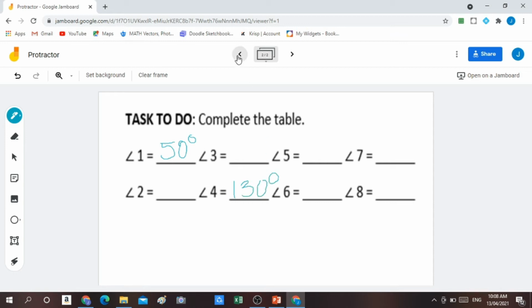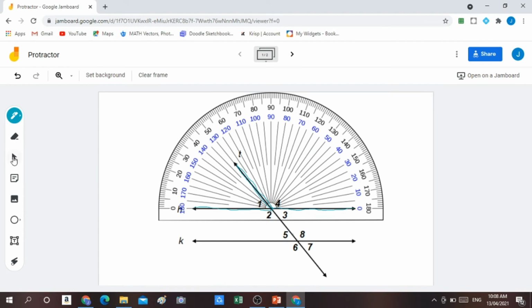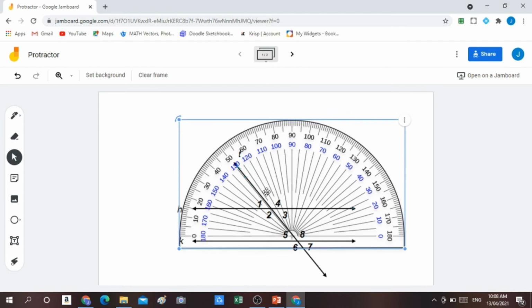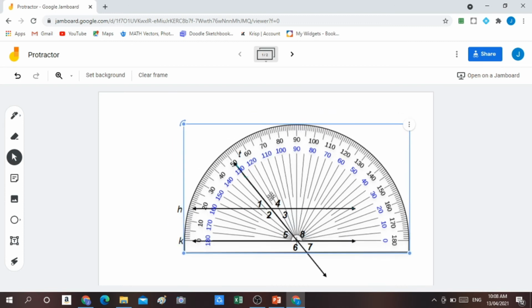Let's have the next one. So, I have here, so burahin muna natin. Doon naman tayo sa angle 5 and angle 8. Okay, tapat ulit natin. So, tingnan natin.